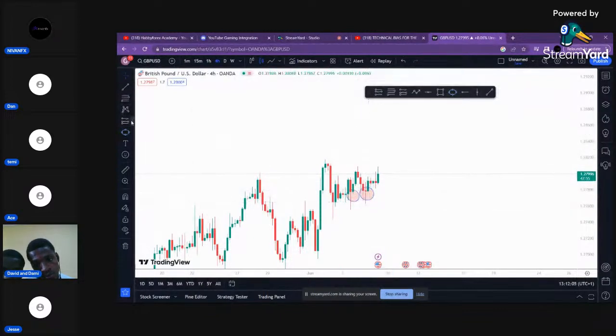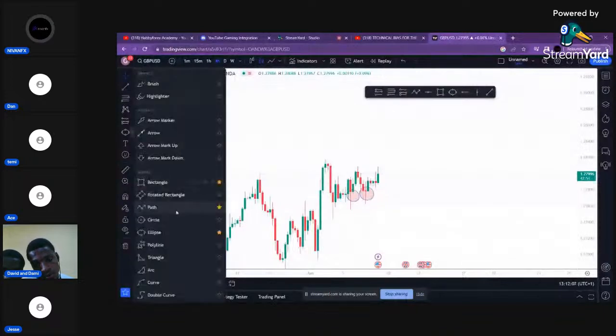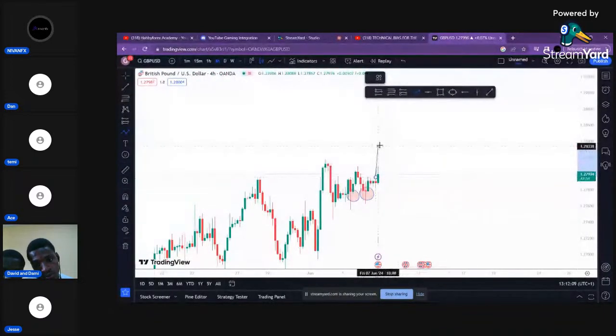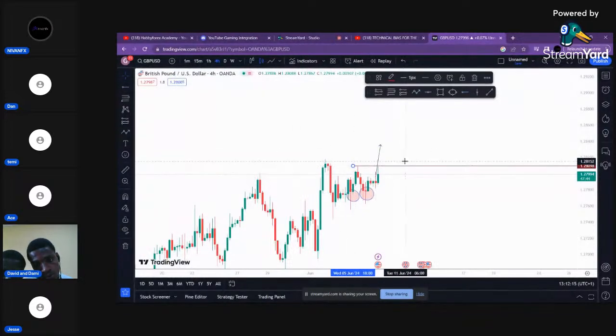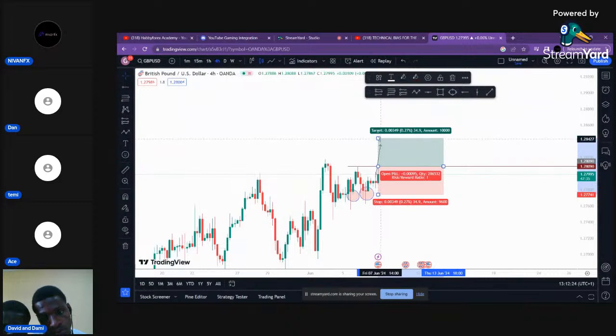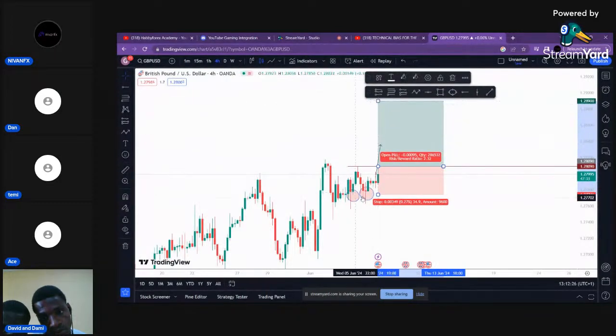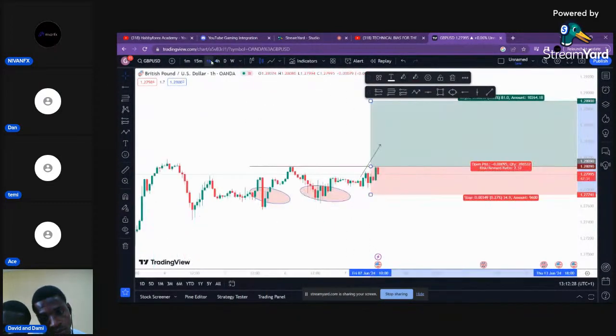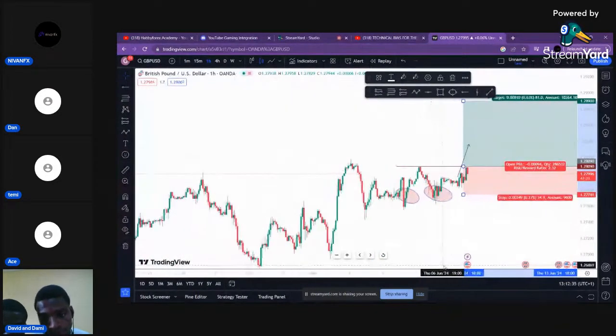Now, if price is able to break above this level, if the news is able to push price above this level, we'll have a buying bias. Definitely, right now we are in a buying bias, but to confirm our entry, let's see price push above this level. Then we expect price to move to the other side.